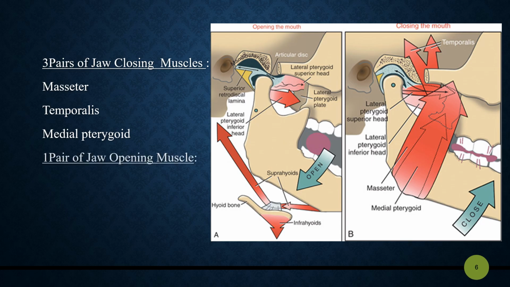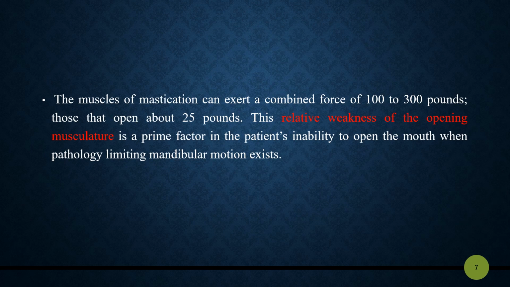Now, what about the muscles that open the mandible? The lateral pterygoid is the only muscle of mastication that assists in depressing the mandible, that is, opening the jaw. It is also assisted by the mylohyoid, anterior belly of digastric, geniohyoid, and infrahyoid muscles. The muscles of mastication can exert a combined force of 100 to 300 pounds, and those that open about 25 pounds. That is, one pair of muscles should act against three pairs of strong muscles. So this relative weakness of the opening musculature is a prime factor in the patient's inability to open the mouth when pathology limiting the mandibular motion exists.